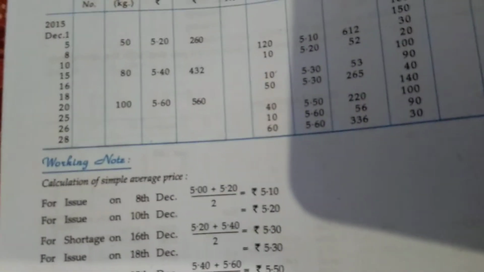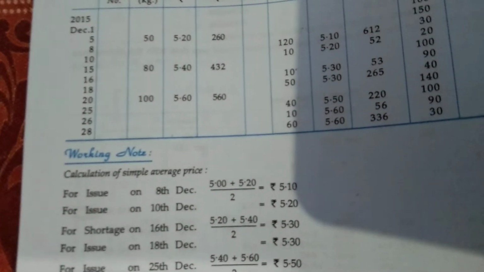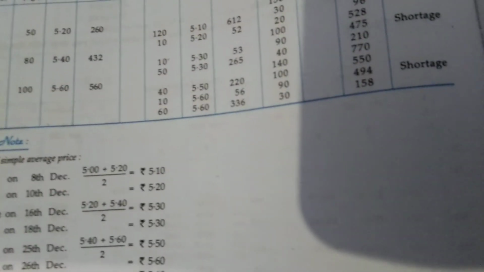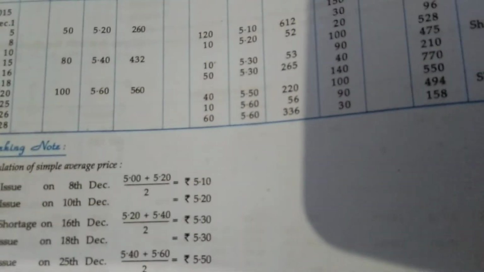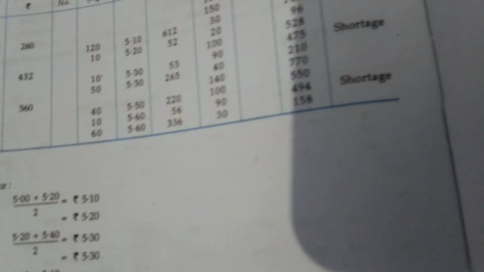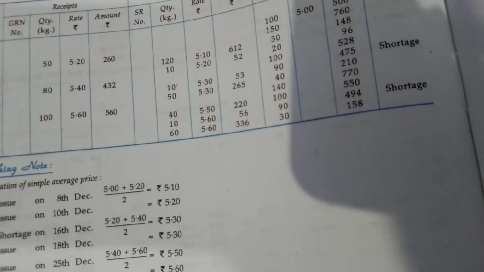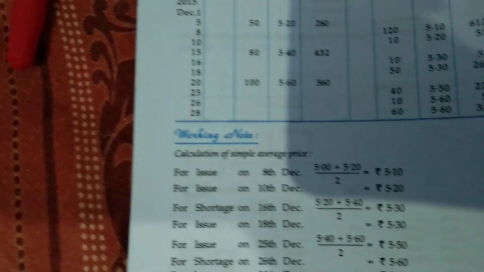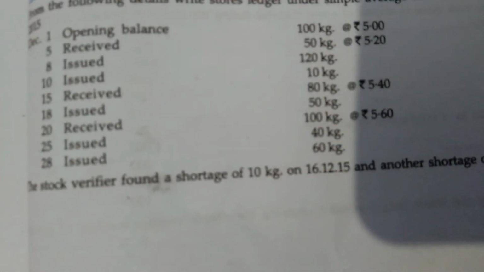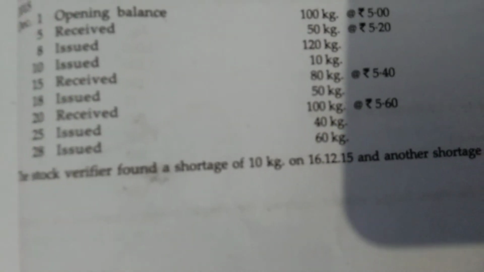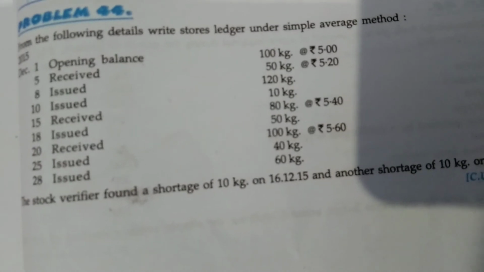Then what happened? Next they have purchased 100 again at a price of 5.60. Then what will be the balance? 40 plus 100, that is 140, and the value has been added. Then what happened? Then they have issued how much? 40 units. It is given in the question. On the 25th they have issued 40, and on the 28th they have again issued how much? 60 kgs.